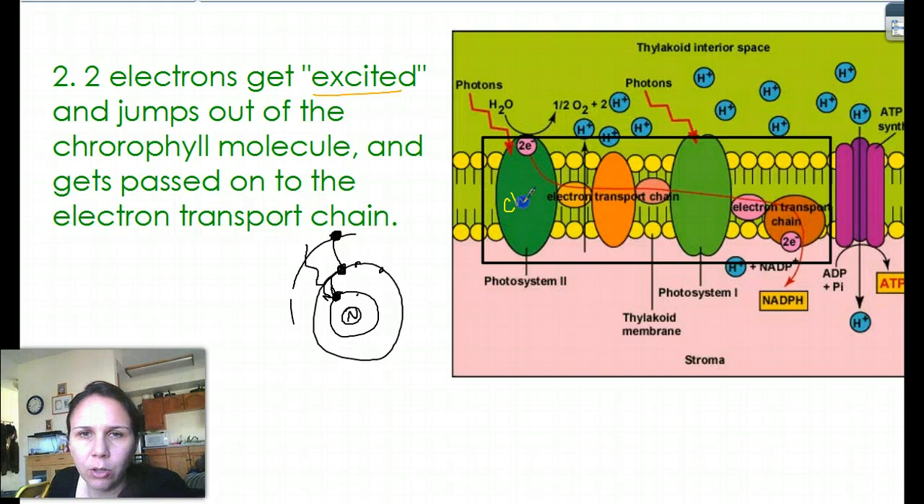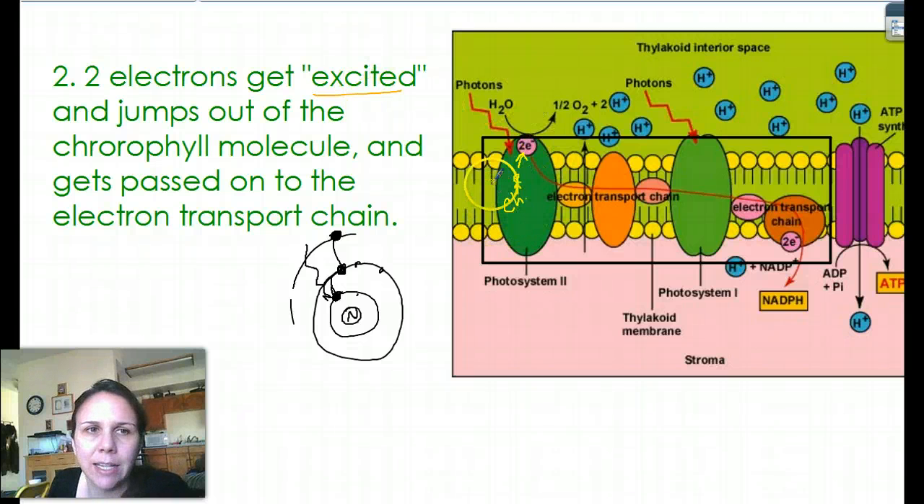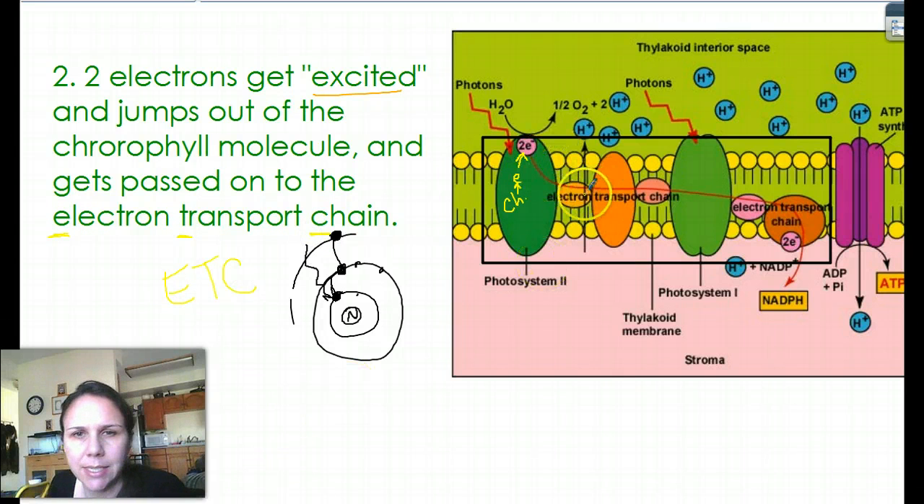So in here I had the chlorophyll, and I got these electrons. They got so excited they left the molecule and jumped out of the photosystem. They just left. Said, I can't take it in here. It's too much. I gotta go. So 2 electrons get excited and jump out of the chlorophyll molecule, and then they take a ride on the electron transport chain, also known as the ETC. And here it is right here, the electron transport chain.